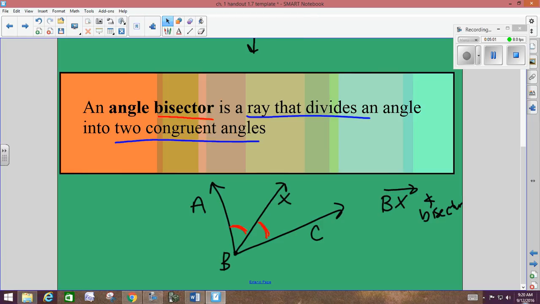When you see the word bisect from here on out for the rest of the year, you should be marking your pictures. If it's an angle bisector, then you're going to mark 2 angles congruent. If it's a segment bisector, then you're going to mark 2 segments congruent, because bisect means to cut into 2 congruent parts. All right? Cool. First example.